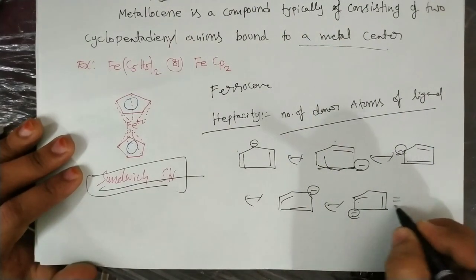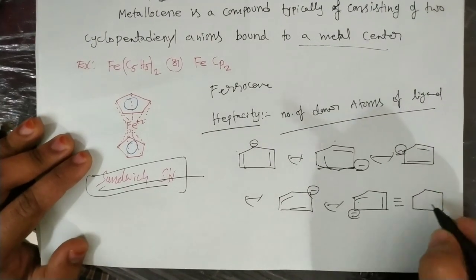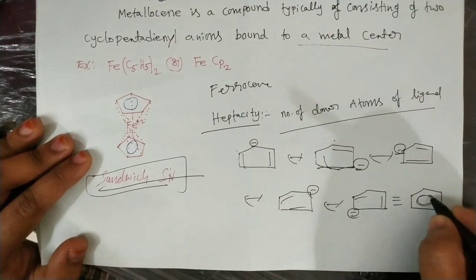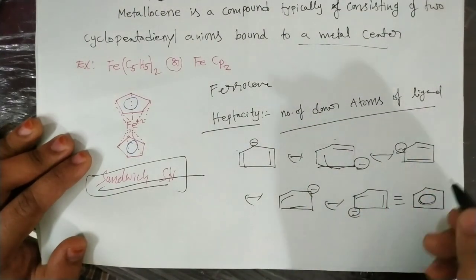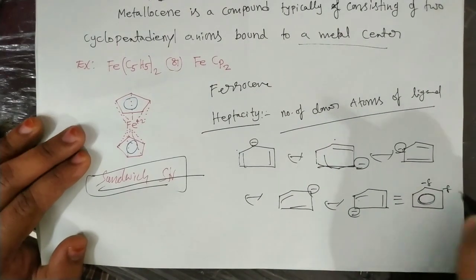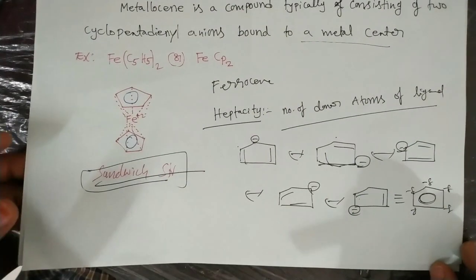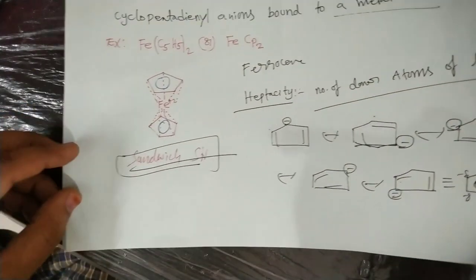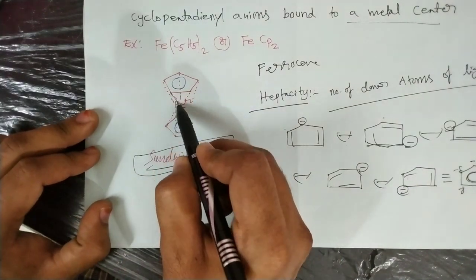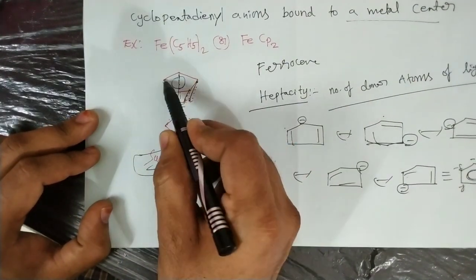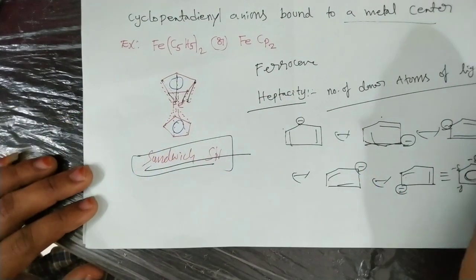So here in this case, what is the resonance hybrid for this one? Here this is the resonance hybrid. These electrons are delocalized, and the negative charge is delocalized on all carbons. So here partial negative, partial negative, partial negative, partial negative, and partial negative. When this cyclopentadienyl anion bonds with a metal atom, all 5 carbons are attracted towards the metal atom. That means all carbons are acting as donor atoms.